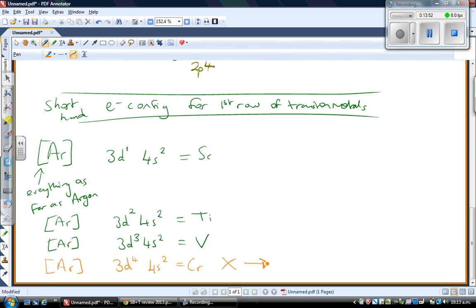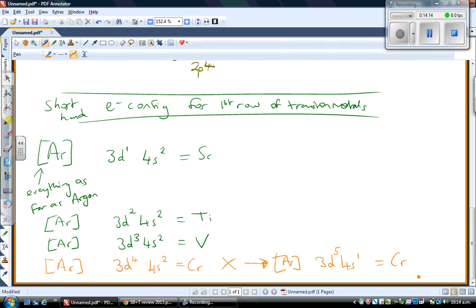What you need to be writing for chromium is everything as far as argon. Then you still have your 3d and your 4s in that written order. That's always going to be the same way. But instead of putting 2 electrons in the 4s, you're going to put 1. And you're going to take one of those electrons and put it into the d to give it 3d5. And that's the electron arrangement for chromium.